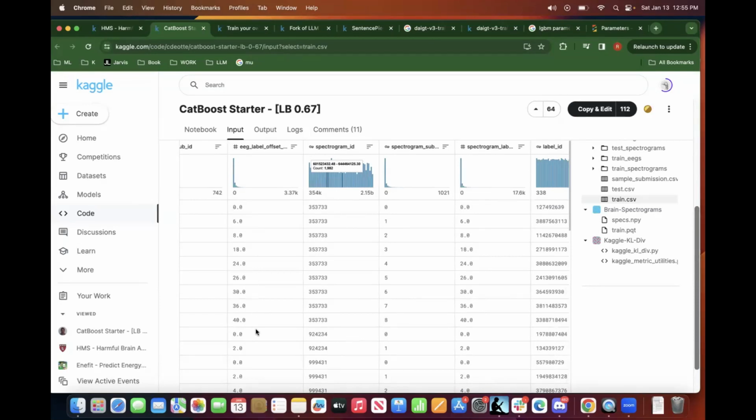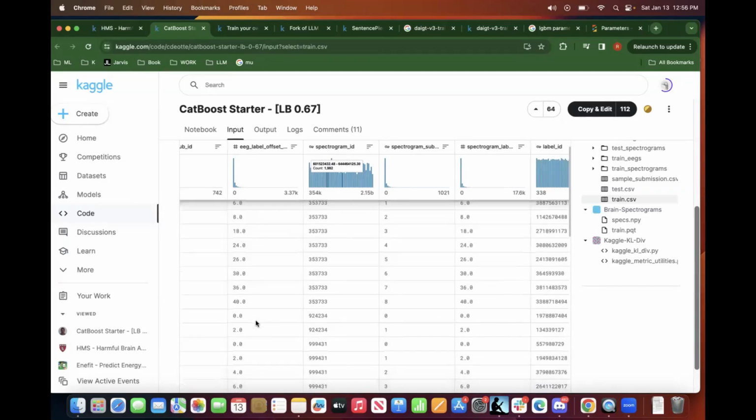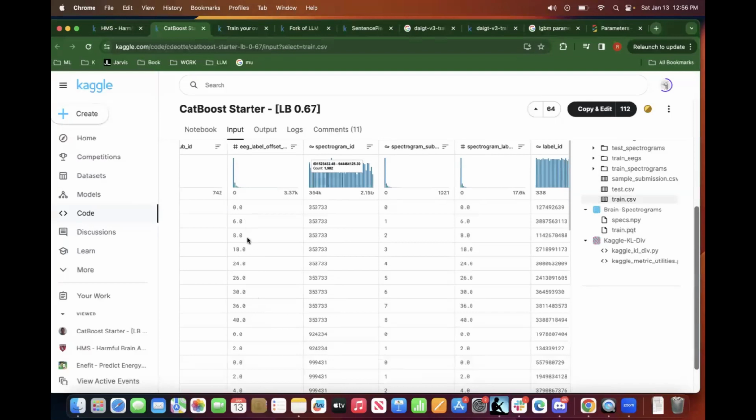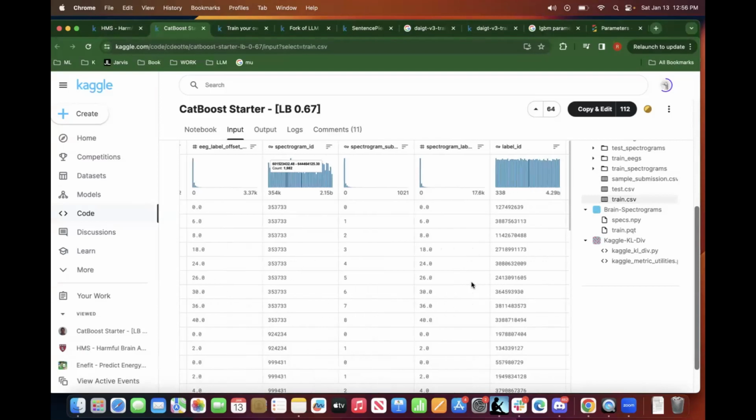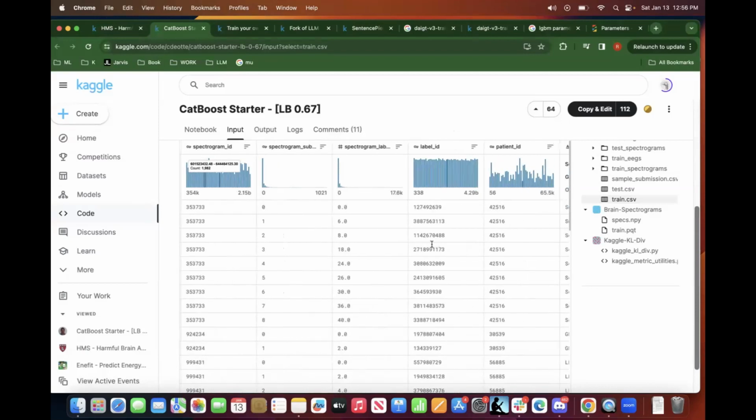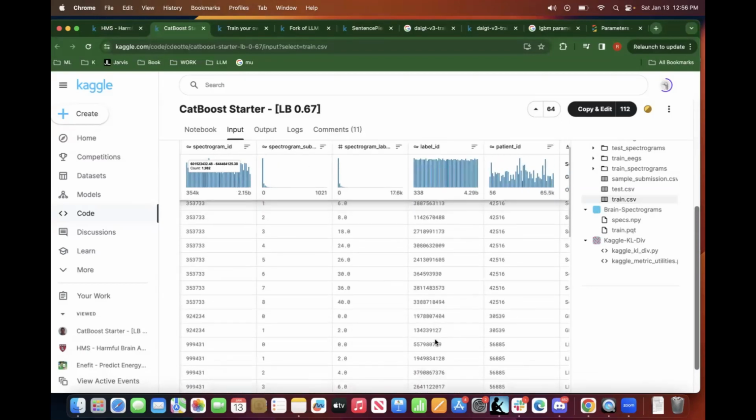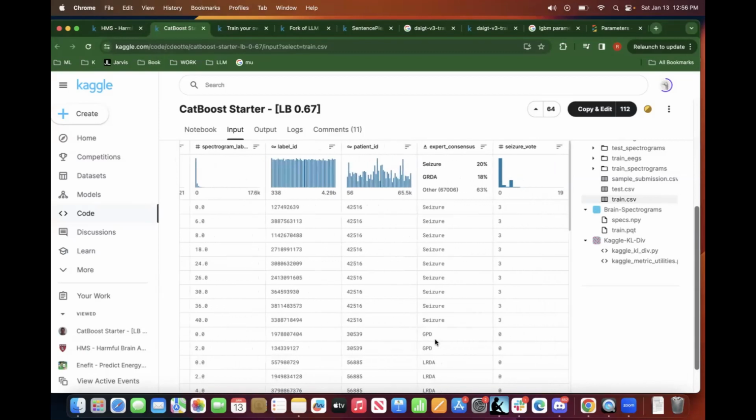Wait, so both of them are basically the same numbers right now? Like 6, 8, 24, 26, 30, 36, 40. Yeah. So 0, 2 and so on. The offset makes sense. Yeah, I need to look at what this one is. Okay, this one is interesting. Spectrogram label offset. Okay, cool. Label ID, we said, yeah, I don't understand the label ID. There's just an ID for each label that's given, I assume.